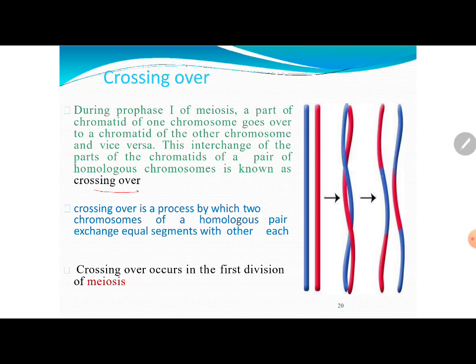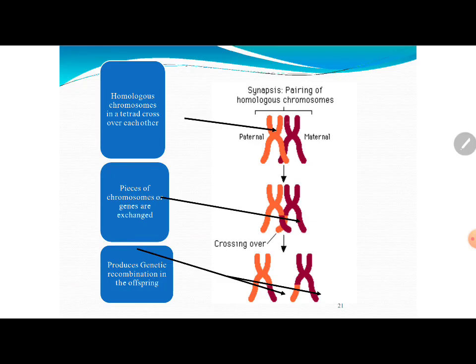You can see this red part, this blue part, this red part, this blue part. It is just an exchange. You can see this is the original structure. This is the structure when the crossing over is taking place. This is the completed form. Crossing over occurs in the first division of meiosis. So this is how synapsis takes place, the pairing of homologous chromosomes.